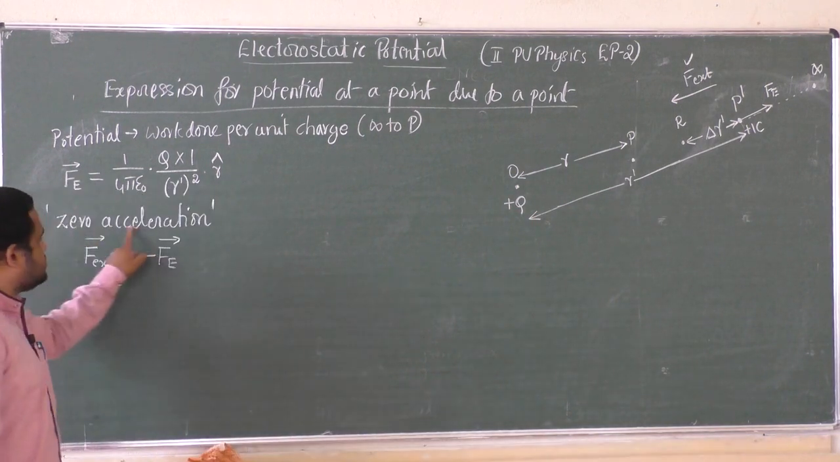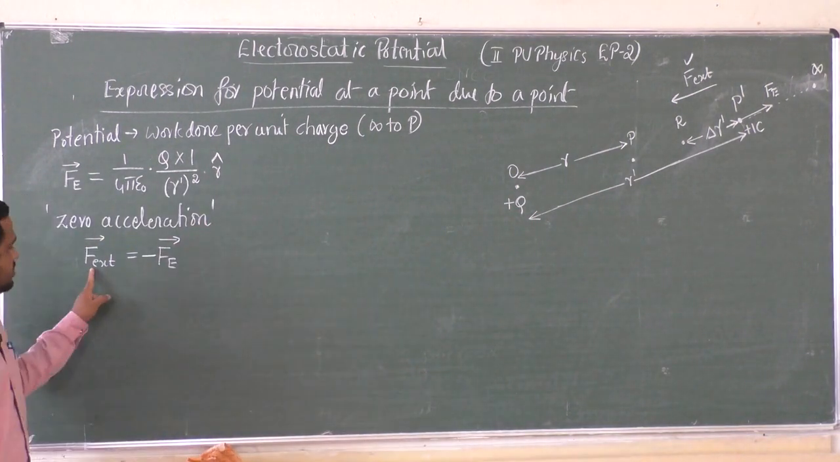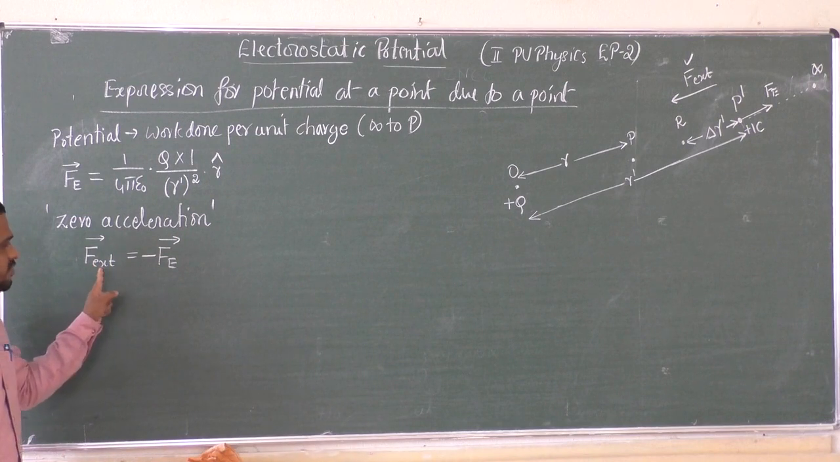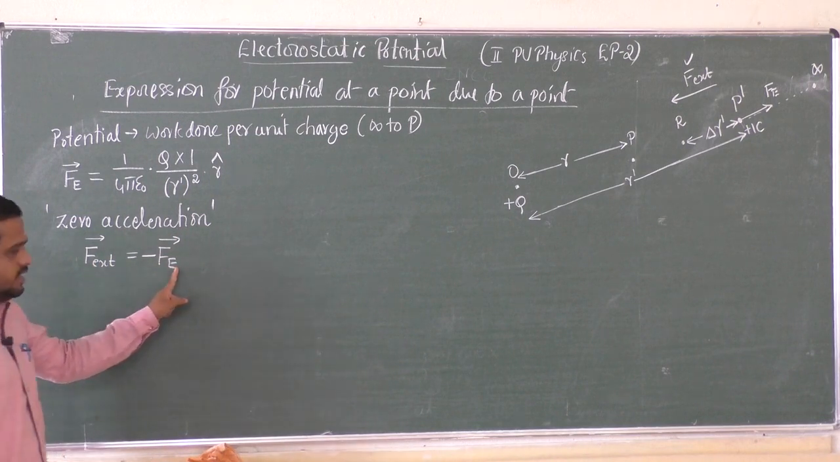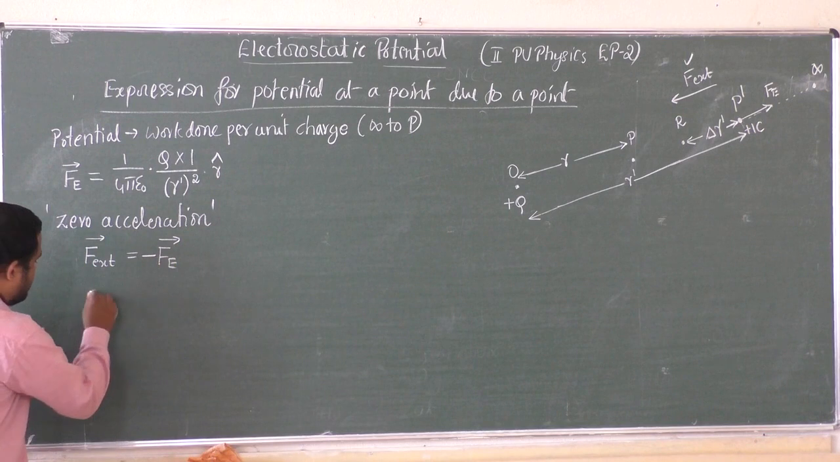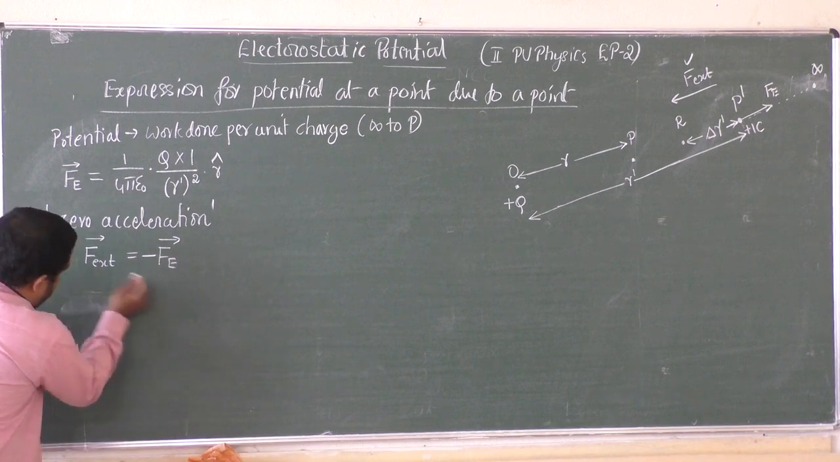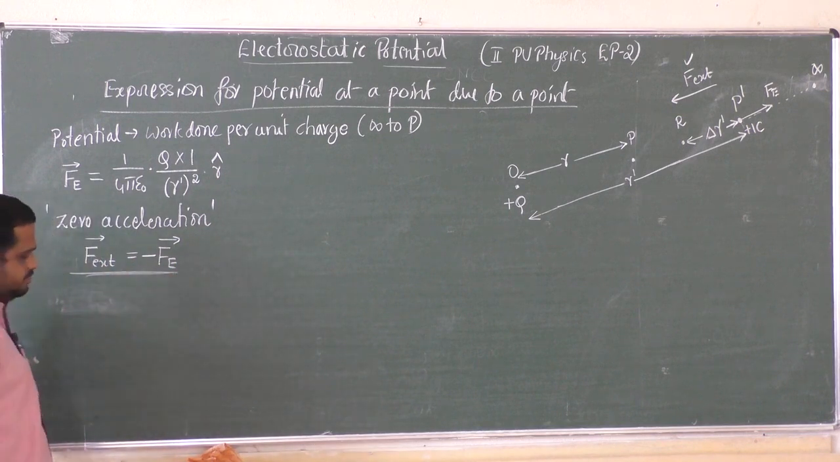So to shift the charge with zero acceleration, the condition required is that the magnitude of external force must be equal to the electrostatic force. So therefore we can write F external equals F E, or this is the required condition.